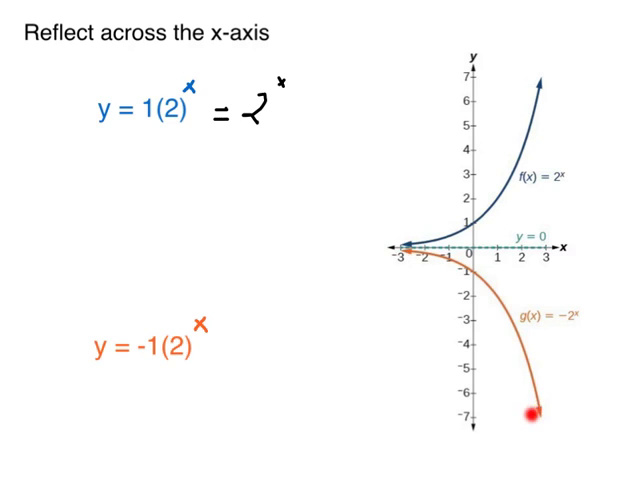So the domain would be the same for this. It goes left forever and right forever, so it would be all real numbers. But the range here changes. See, all of the numbers for the range are in the negative, never positive, and never quite reaches 0 either. So in this case, we would describe the range as all numbers smaller than 0.